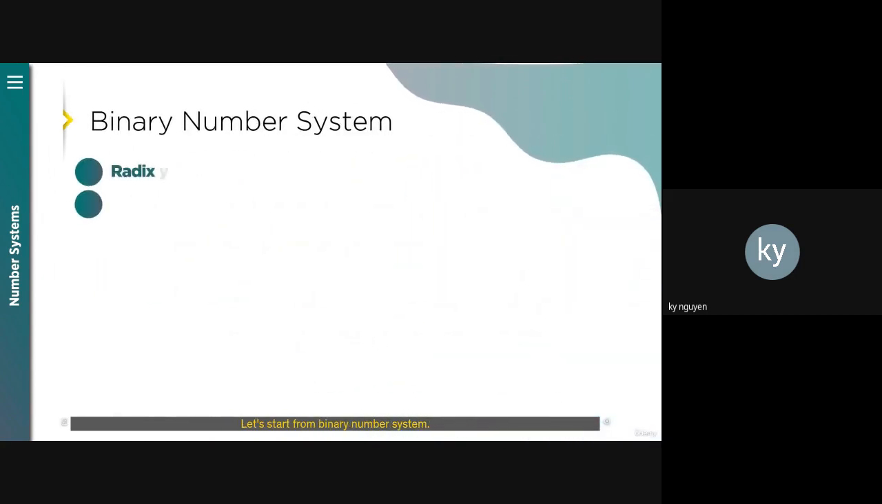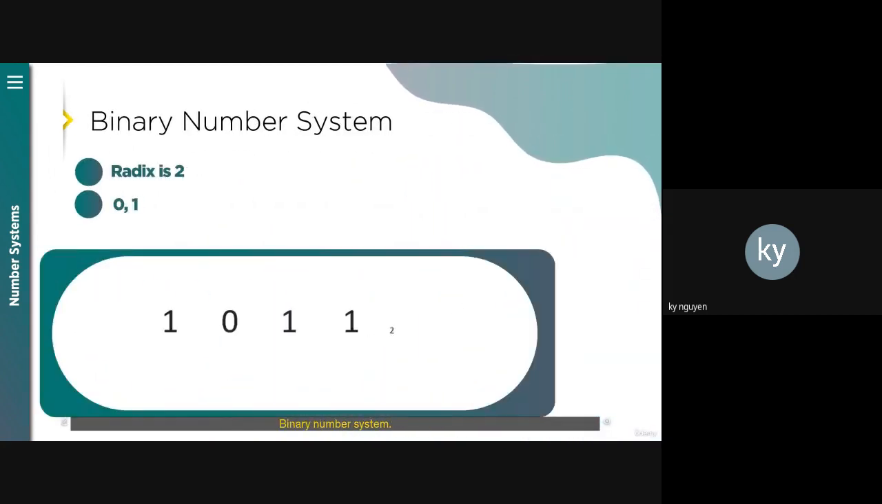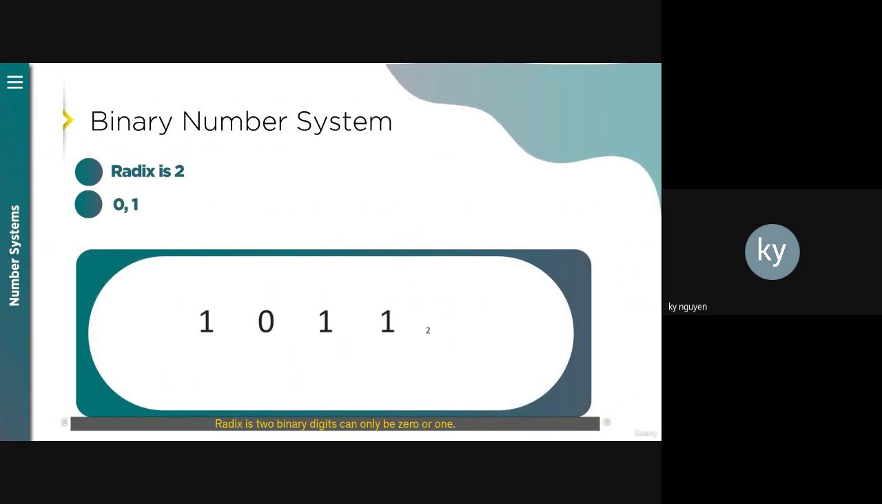Let's start from the binary number system. The binary number system radix is 2. Binary digits can only be 0 or 1. Let's take a look at this binary number. I also identified that this number has base 2. As an exercise, let's convert this binary number into decimal format, which we are all used to.